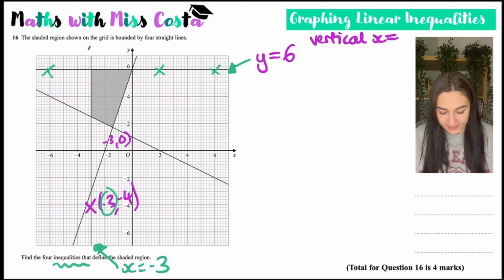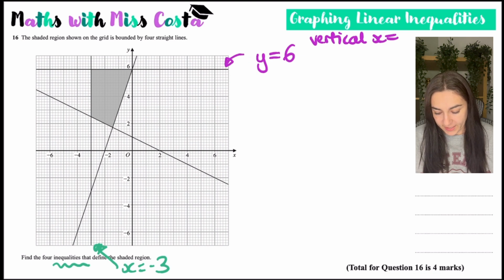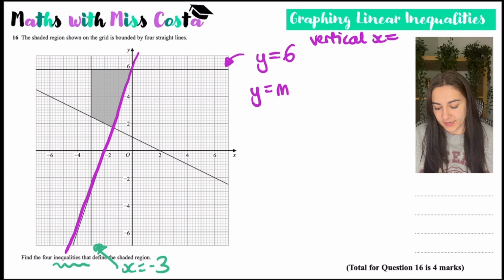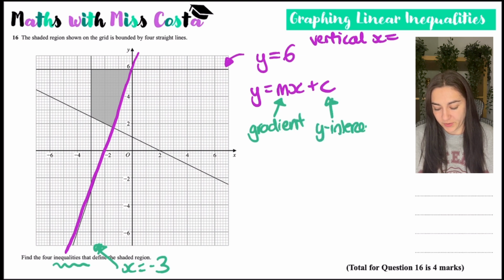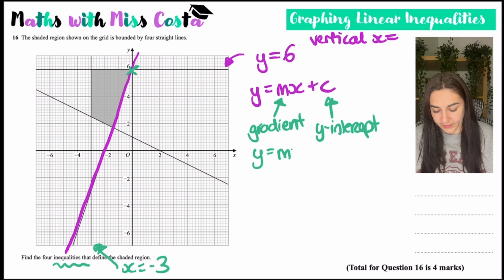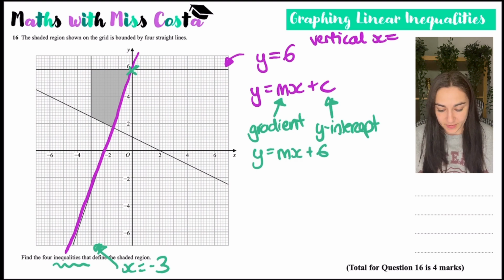The next few lines are going to be a little bit trickier because they are not vertical or horizontal. So let's start with this line over here. How do you work out the equation of a line? Every line can be written in this format where y equals mx plus c, where m represents the gradient of the line and c is the y-intercept. So how can you easily work out the y-intercept? It's literally where the line crosses the y-axis. So I can write y equals mx plus 6. That's the first part of my equation.